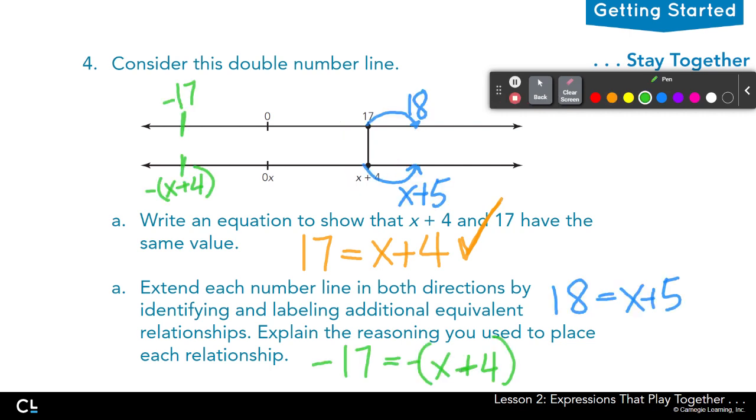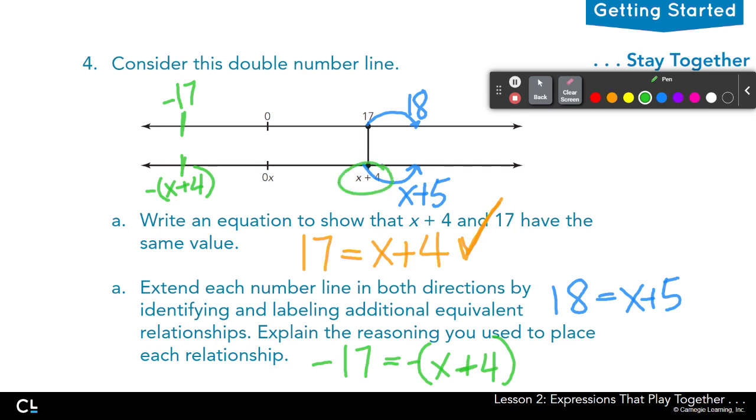Alrighty, for 4b, I want to see if you can guess what I did to extend this number line. So let's look at the green first. What do you think I did? Take a second to think about that. If you said multiplied by negative 1, you're absolutely correct. Yes, I multiplied 17 times negative 1 to give me negative 17. It reflected across the origin. And then x plus 4, that whole expression, I multiplied by negative 1, making it negative x plus 4 in parentheses to show that I'm multiplying negative 1 times the whole expression, the whole thing.